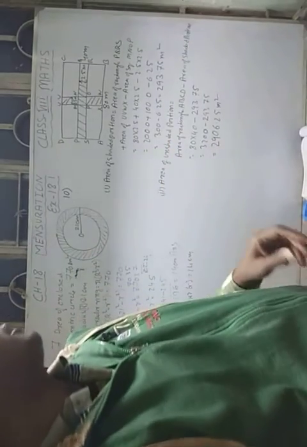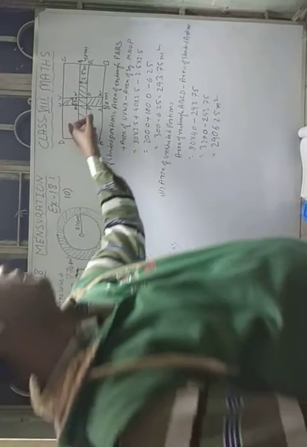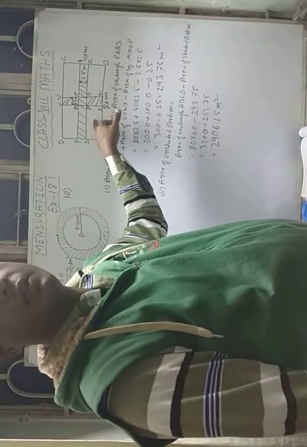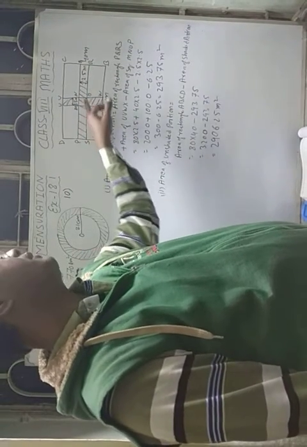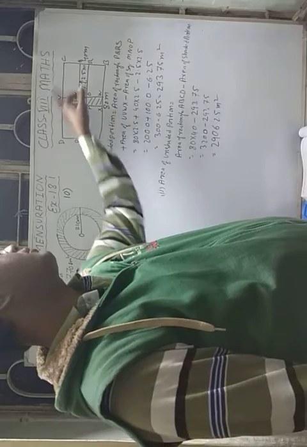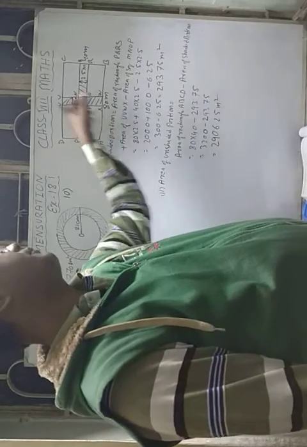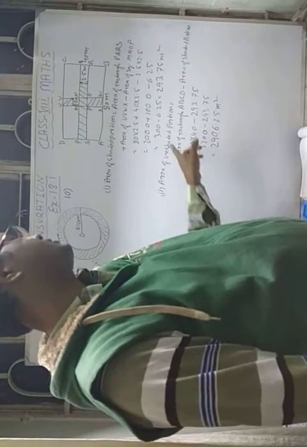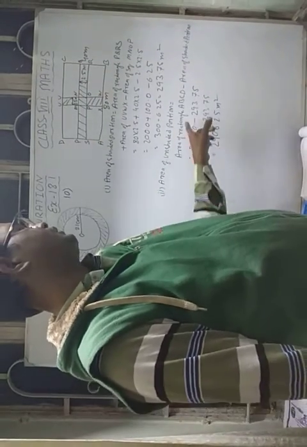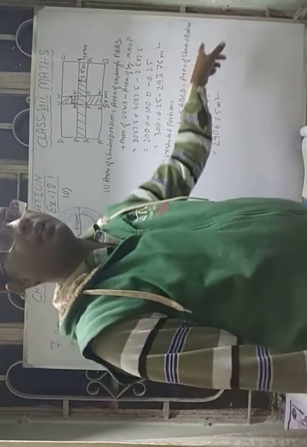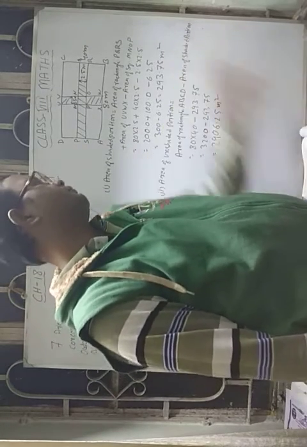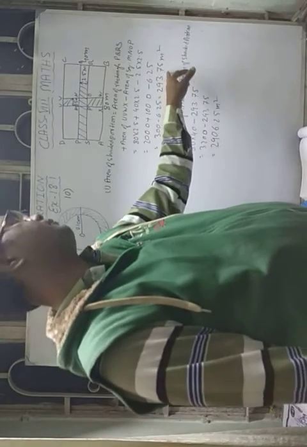Now the second part of the question asks for the area of the unshaded portion. What is the area of the unshaded portion? You have to find the area of all these four unshaded portions. To find the area of the unshaded portion, what you have to do? Just find the area of the rectangle and subtract the shaded portion. So area of the unshaded portion is equal to area of the rectangle ABCD minus area of the shaded portion. Area of the shaded portion is 293.75.